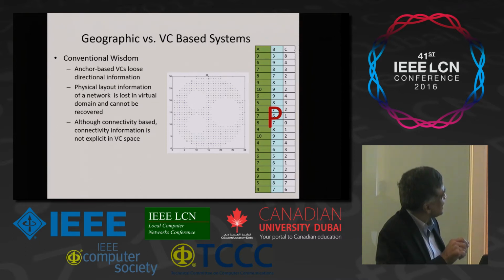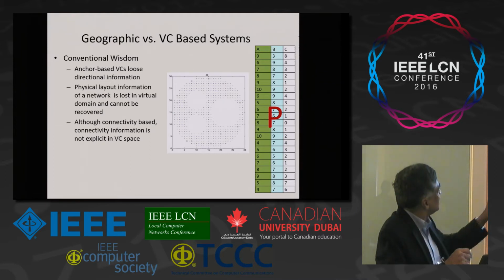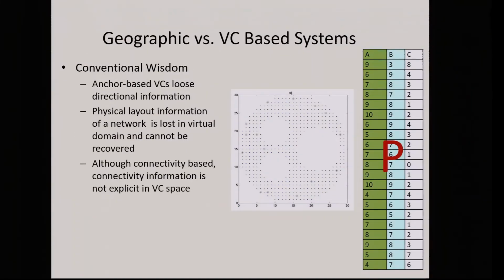So this node is at a distance 9 from anchor A, 3 from anchor B, 8 from anchor B. So this is what describes this network. And if you give this to somebody, it's almost impossible to draw this network. So the conventional wisdom was basically this anchor-based thesis: lose the directional information.